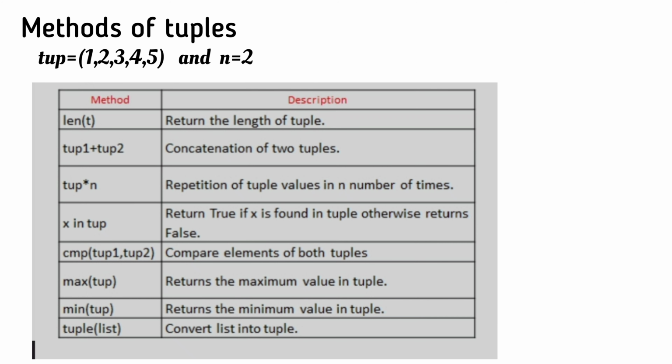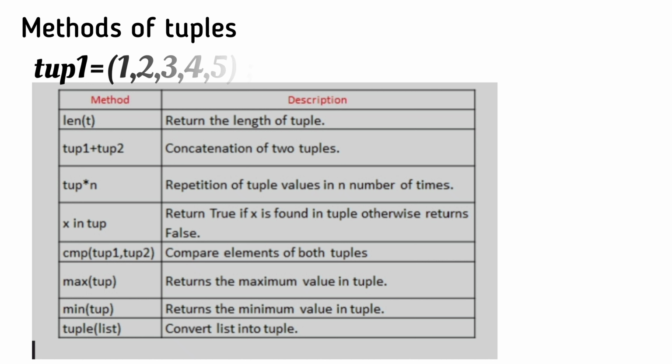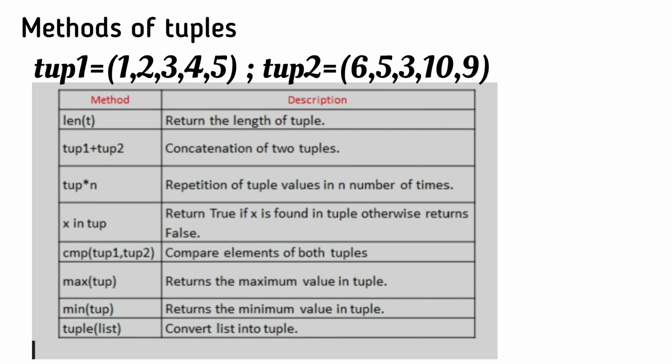Then I take tup equal to 1, 2, 3, 4, 5 and n equal to 2. Then the tup is multiplied 2 times and prints 1, 2, 3, 4, 5, 1, 2, 3, 4, 5. And I take tup equal to 1, 2, 3, 4, 5 and x equal to 2. If x in tup, that means 2 in tup, then it returns true.